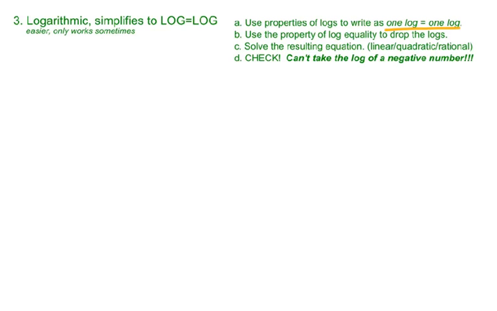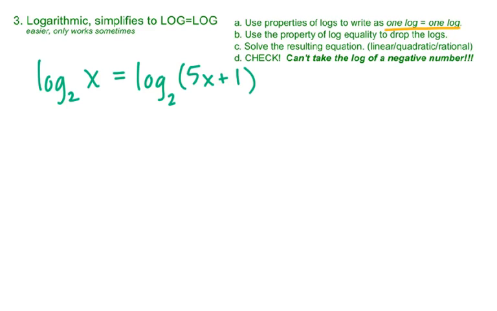So we'll do a really basic example here. Maybe I have log base 2 of x equals log base 2 of 5x plus 1. In this situation, I have 1 logarithm equal to 1 logarithm. Sometimes we have to use properties of logarithms, and we'll do some further examples about that later. But right now, we just want to see how this property of logarithmic equality works.